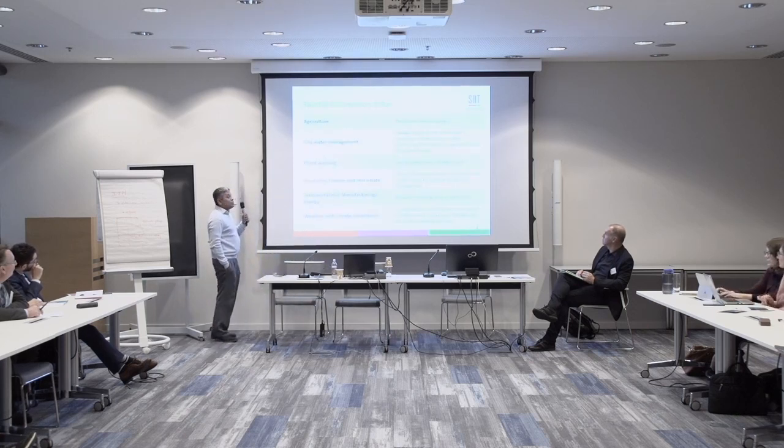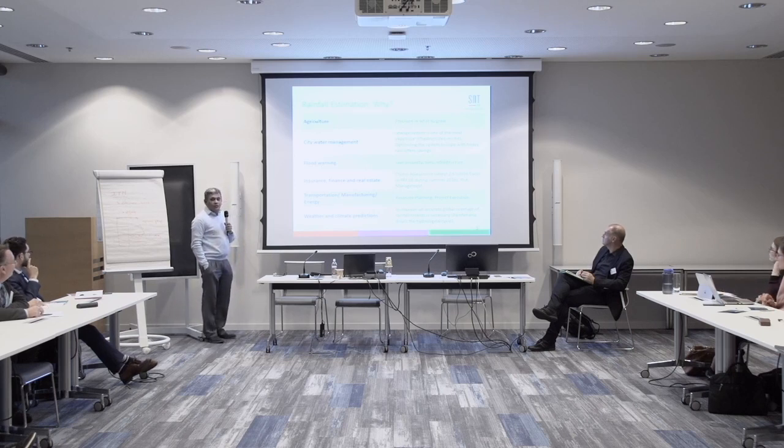Why? Well, a list of things. Agriculture: what to grow and when to grow, and of course also for the insurance claims of the farmers. City water management, flood warning, and then insurance, finance, and real estate. So how do we, well, the claims assessment.